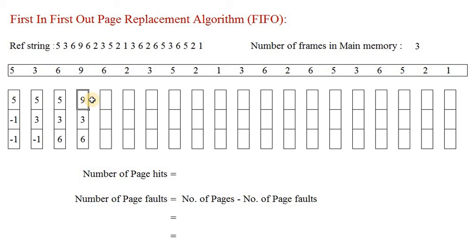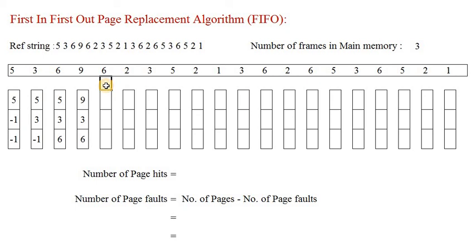Why? Because the page that is going to be inserted is not available in the main memory. If the required page is not in the main memory, we replace an existing page in the main memory. That is called a page fault. Page fault means the required page is not available. Now 6 has to be inserted in the next iteration.